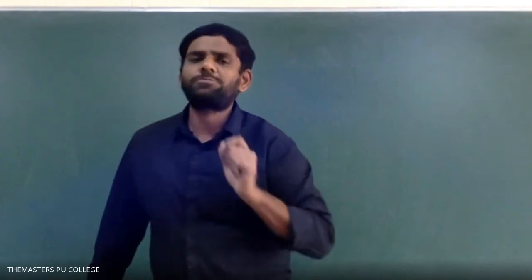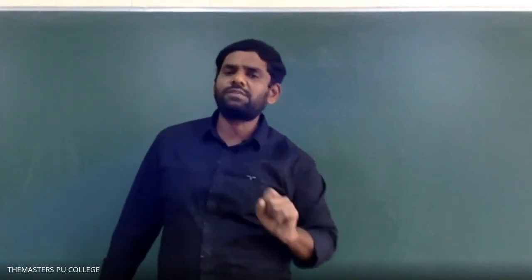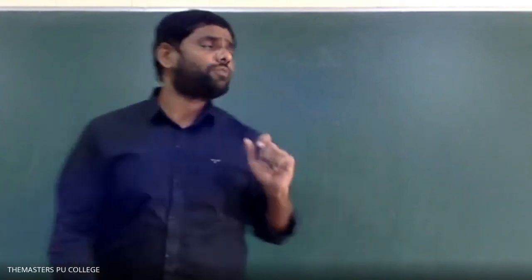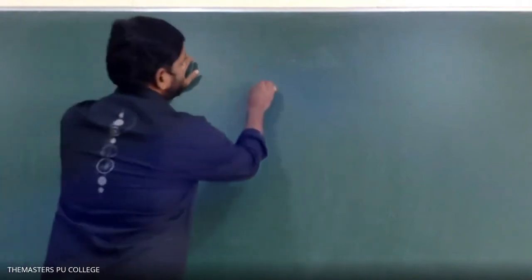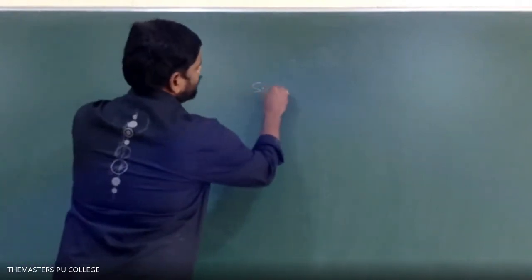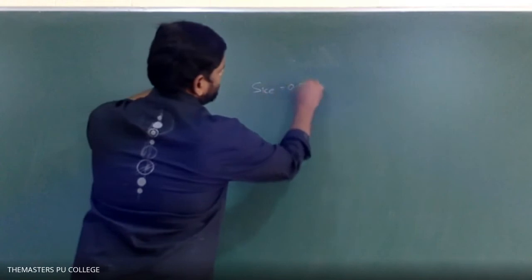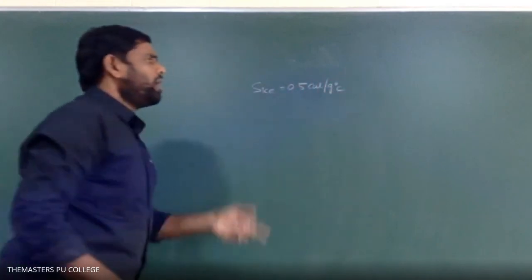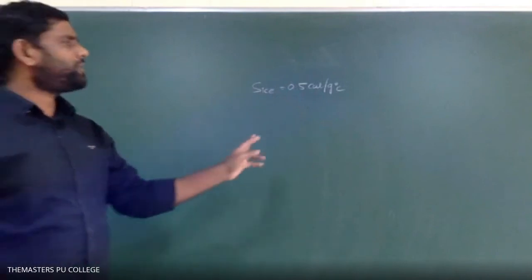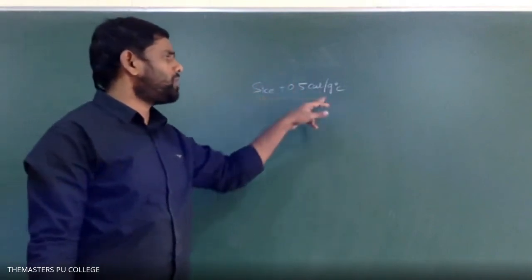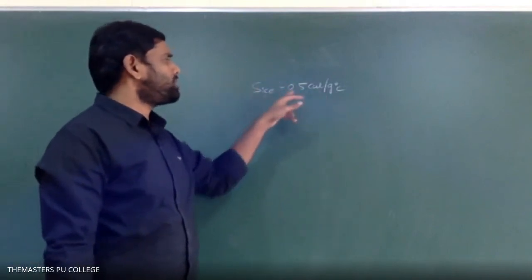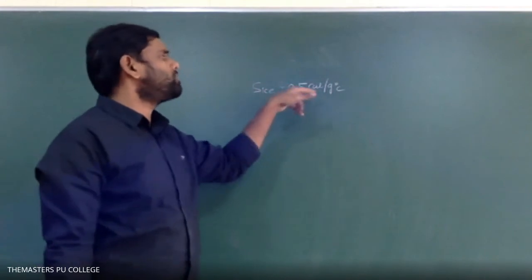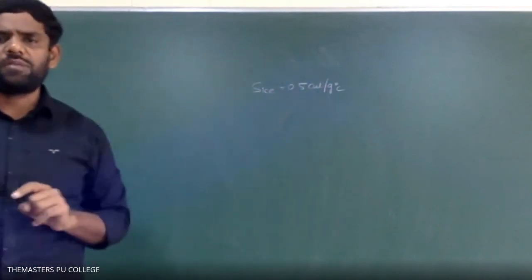So to solve this problem, specific heat of ice is not given. Specific heat of ice is also a constant value, equal to 0.5 calorie per gram centigrade. Just as we have remembered that specific heat of water is 1 calorie per gram centigrade, similarly, specific heat of ice equals 0.5 calorie per gram centigrade.